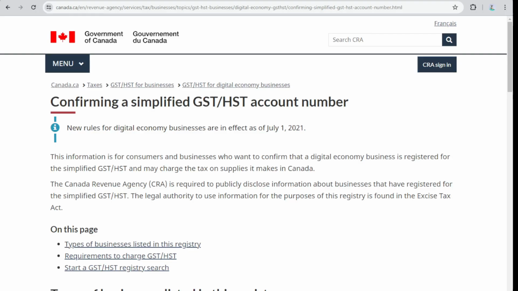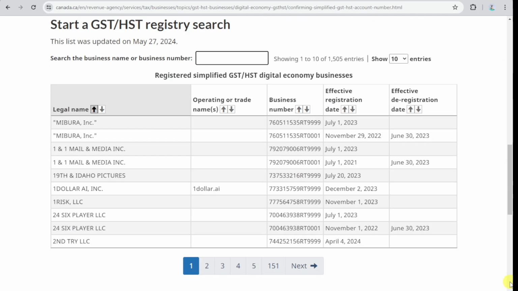But CRA did consider this problem, and their solution is to make an accessible and searchable database of businesses who are charging GST HST under the simplified regime. I have linked to that database in the description below. Fine, I guess, so we can look it up. But I wonder why CRA created this level of complexity now for Canadian businesses, having to question what ITCs can be claimed and what ones can't.